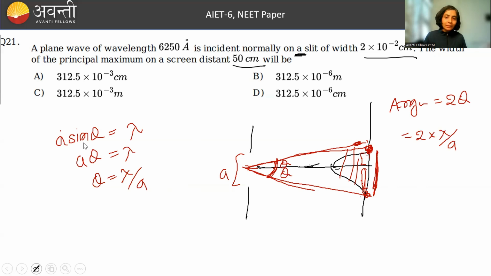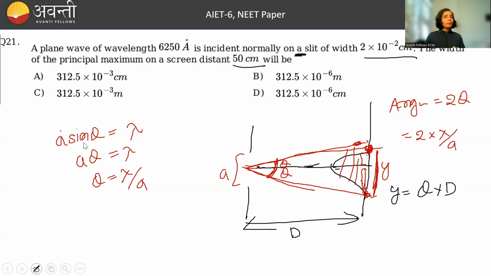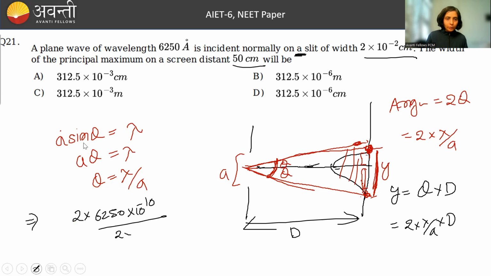How will we calculate the linear width? That is this. How do we do this? If you have the angular width and theta is small as we have assumed, in that case y will be equal to theta into d, where d is this. So our answer will be 2 into lambda by a into d. Now let's put the values. So 2 into lambda is 6250 angstrom, 10 to the power minus 10, divided by a. a is 2 into 10 to the power minus 2 centimeter. So this will become minus 4 meter.